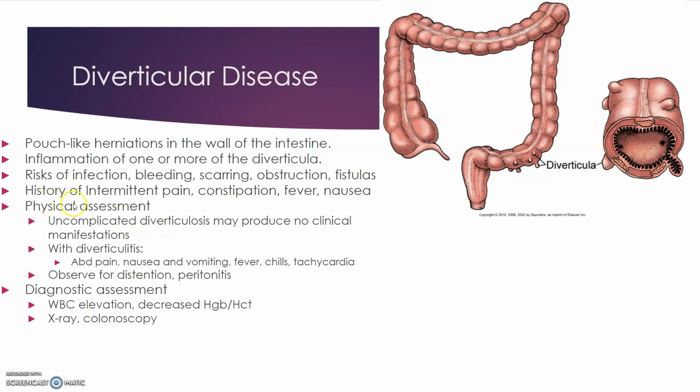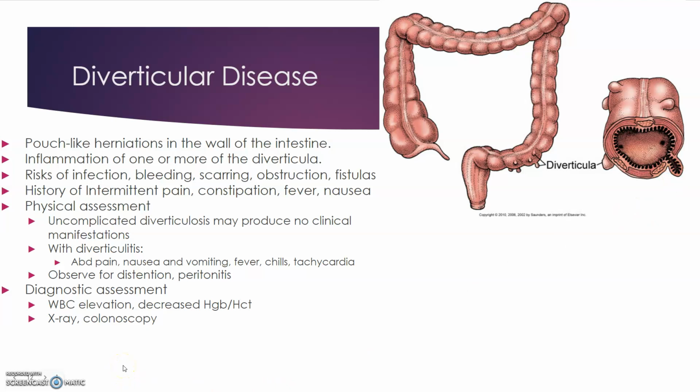Physical assessment: uncomplicated diverticulosis might never have any manifestations. Statistically, probably somebody in your class has got diverticular disease, and you might not ever know it. If they are having signs and symptoms, it's going to present with abdominal pain, nausea, vomiting, fever, chills, and tachycardia. Often they might have a distended belly and some peritonitis if one of these ruptures.